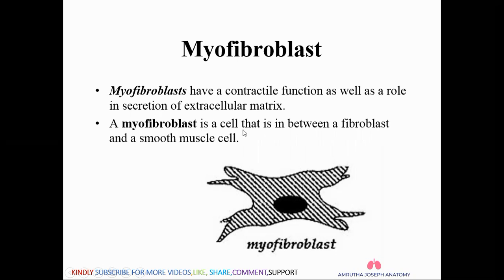A myofibroblast is a cell that is between a fibroblast and a smooth muscle cell. So it has the property of smooth muscle, which is contractile in function, and the property of a fibroblast, so that it can produce extracellular matrix. So this is a picture of a myofibroblast.